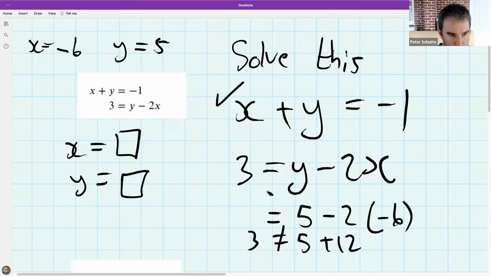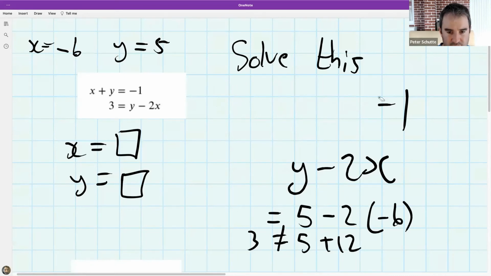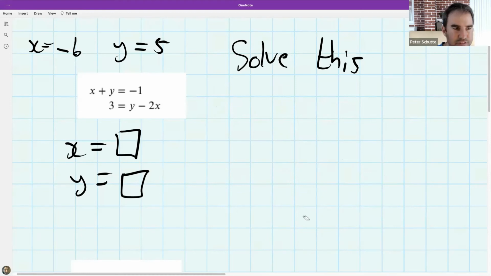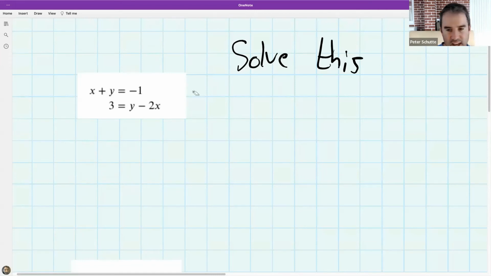So we have a problem. We need a method or a process. I can't just go along guessing here. I need to find a pair of x and y's that satisfy both of these equations at the same time. And I'm going to teach you that method now. Maybe you've seen it, maybe you haven't, but this is what I do.